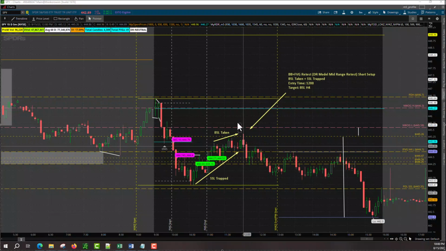Also, we can say right here, DR model, mid brand retest. Basically, right here, the mid brand right here. Oh, and in the mid range you have 5 gap. Then you can see that is it also retest right there. Beautiful.